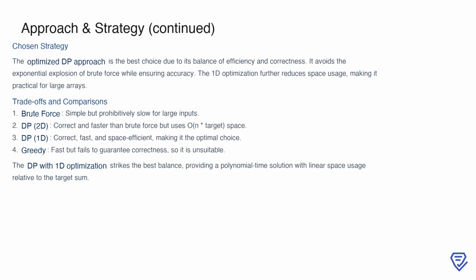By reducing the memory usage compared to a 2D DP table, it's also practical for handling larger arrays. When comparing trade-offs, the brute force method is simple but far too slow for larger inputs. The traditional 2D DP approach is correct and faster than brute force but still requires n * target space. The 1D optimized DP approach, on the other hand, achieves correctness and speed while using linear space relative to the target sum, making it the optimal choice. Finally, while greedy methods are fast, they fail to guarantee correct solutions and are unsuitable here. Overall, the 1D DP optimization provides the best balance, offering a polynomial time solution with minimal space usage.